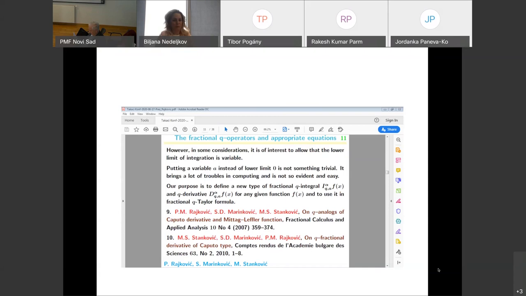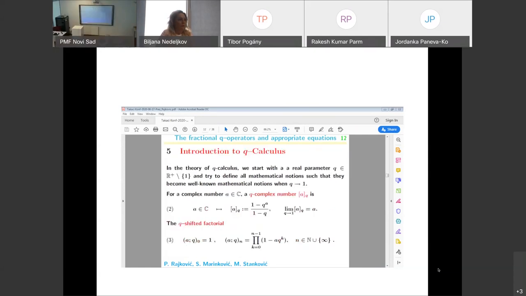So we have here q, a, and alpha as the order of the equation, and the q derivative also has a notation. Here are our most important papers about it. Just to remind you that in q calculus, everything starts with the parameter q, and we try to define other mathematical notions, so they become q analogues of the usual notions.